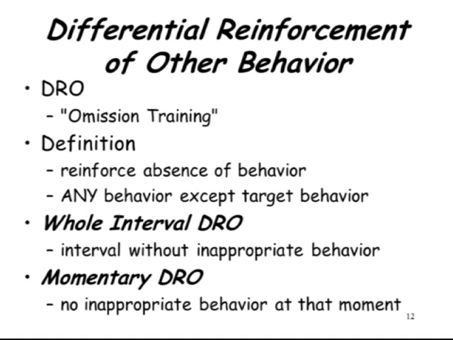You start out with whole interval DRO. And if you think about whole interval recording, what you're doing is reinforcing the student for going an entire interval or period of time without engaging in a problem behavior. Later on, you switch to something called momentary DRO, and that's similar to momentary time sampling. The question is, is the person engaging in this problem behavior at a specific instance in time? And you do this as part of the fading procedure for DRO.